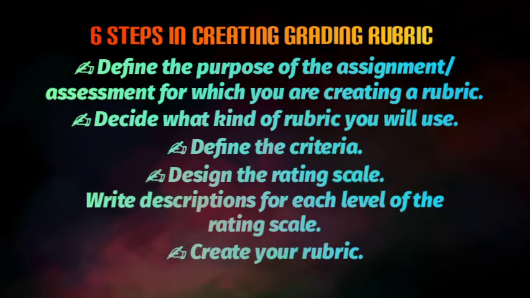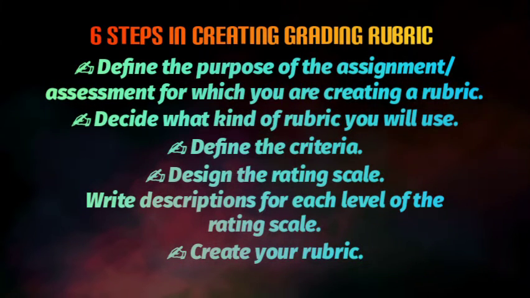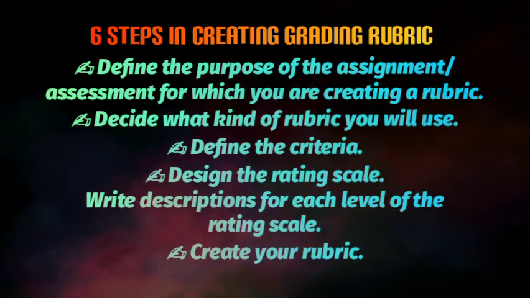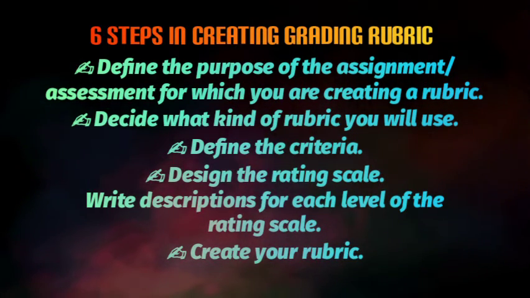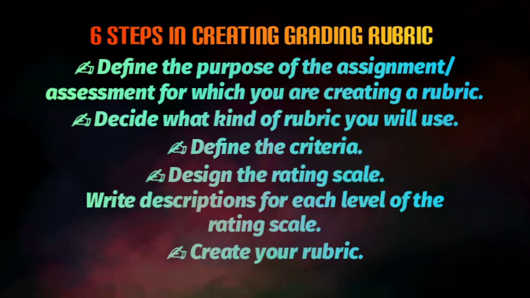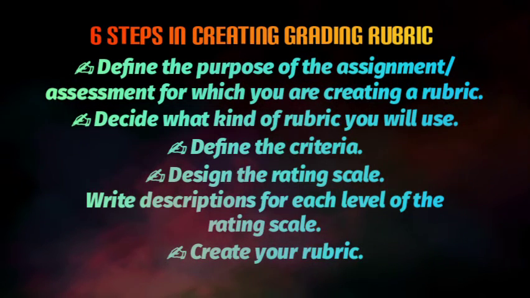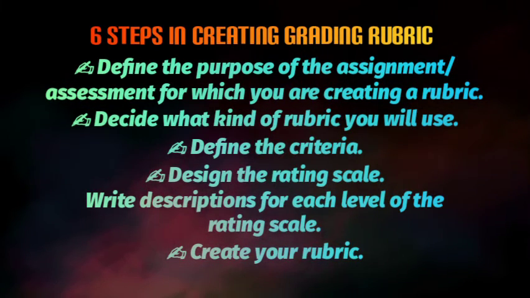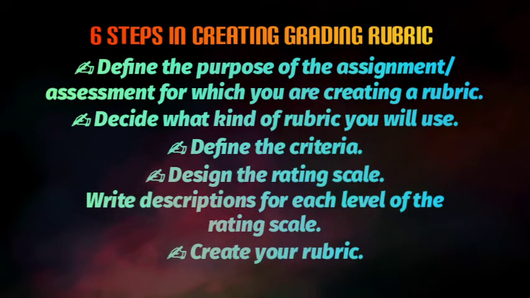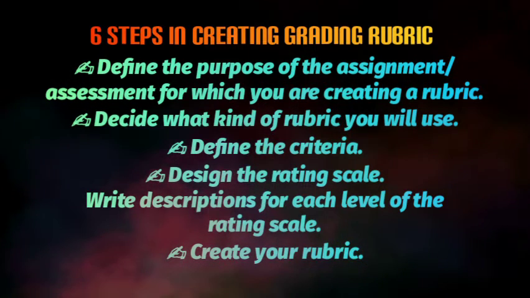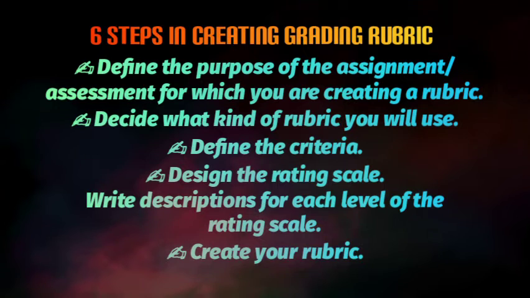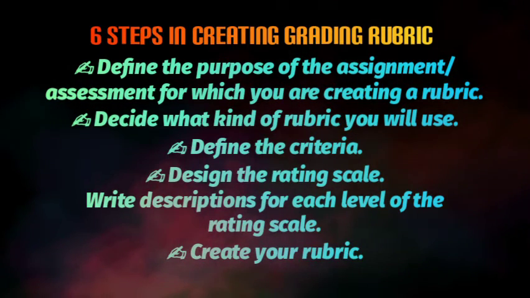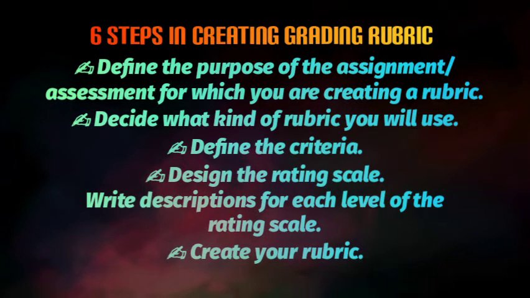The third step is define the criteria. In this step, you will ask yourself, what knowledge and skills are required for the assignment or assessment? You'll make a list of these, group and label them, and eliminate any that are not critical. The list should contain no more than 6 to 7 criteria, but need not include that many. You can also revise the criteria as needed. Consider how you will weight them relative to each other.